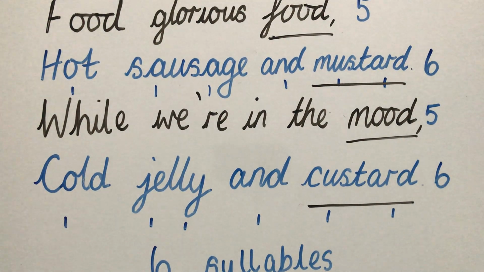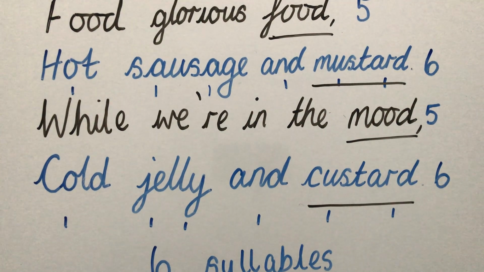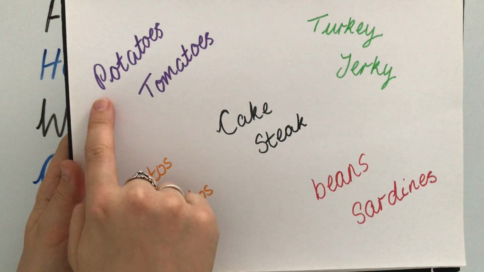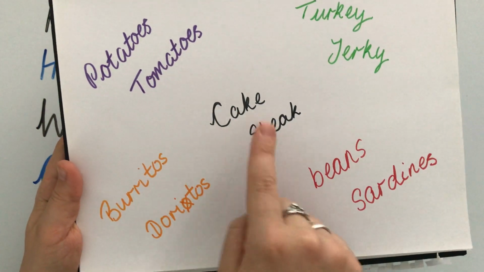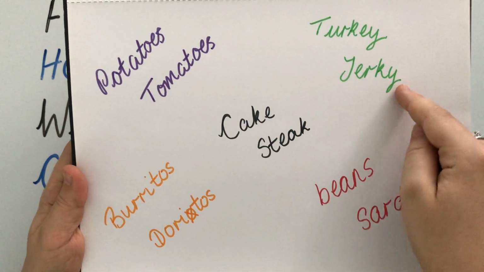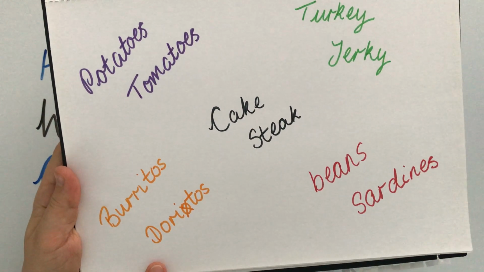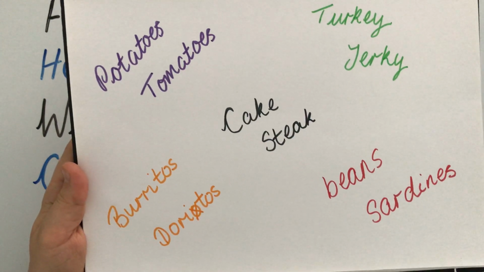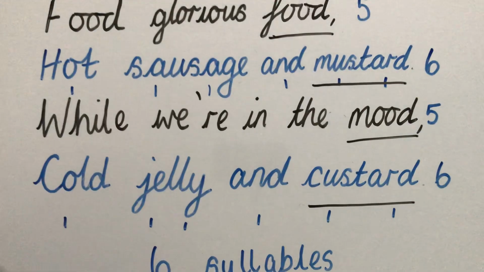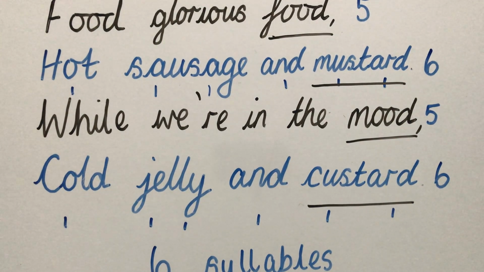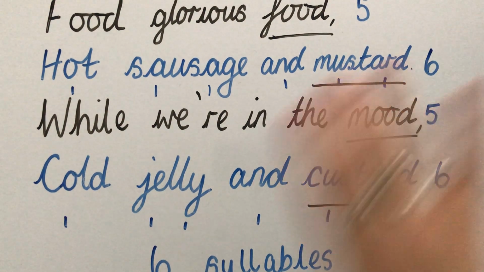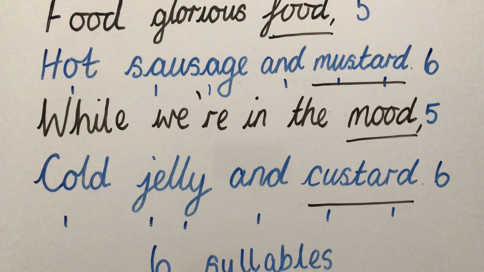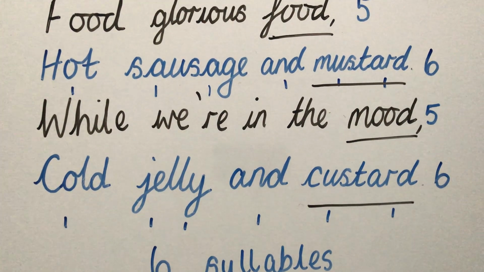Now, something that I did just before coming on to this video was I came up with some foodie rhyming pairs, okay? So I had potatoes and tomatoes, cake and steak, turkey and jerky, burritos and Doritos, beans and sardines. Can you hear the rhyme in those words? Lovely. Now, I'm going to choose two of these foodie things to put at the end of the lines that I'm going to be changing. I want you to come up with your own, okay?